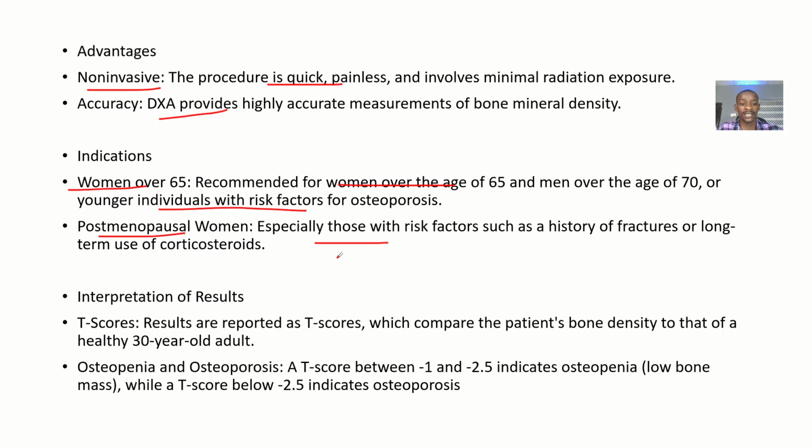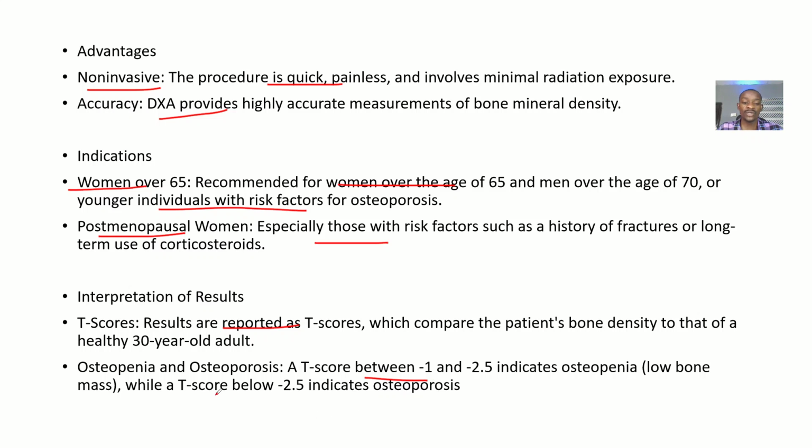Interpretation of results. T-scores. The results are reported as T-scores, which compare the patient's bone density to that of a healthy 30-year-old adult. Then osteopenia and osteoporosis. If you have a T-score between -1 and -2.5, it indicates osteopenia. Osteopenia is low bone mass.